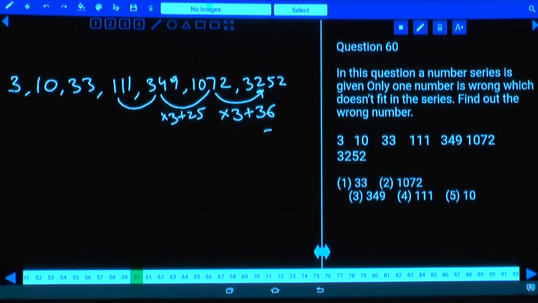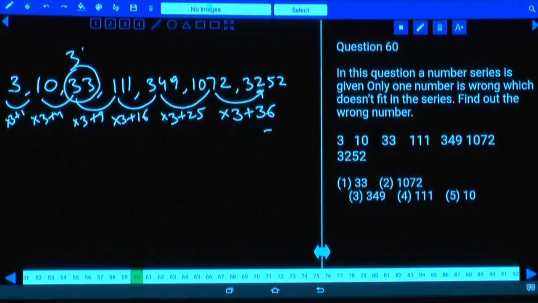Next one into 3 plus 16. And the next one into 3 plus 9. And the next one into 3 plus 4. And the next one into 3 plus 1. Then you can work out. 3 into 3, 9 plus 1, 10. 10 into 3, 30 plus 4 is how much? 34. And 34 into 3, 30 into 3, 90. And 4 into 3, 12. 102 plus 9, isn't it? 111.